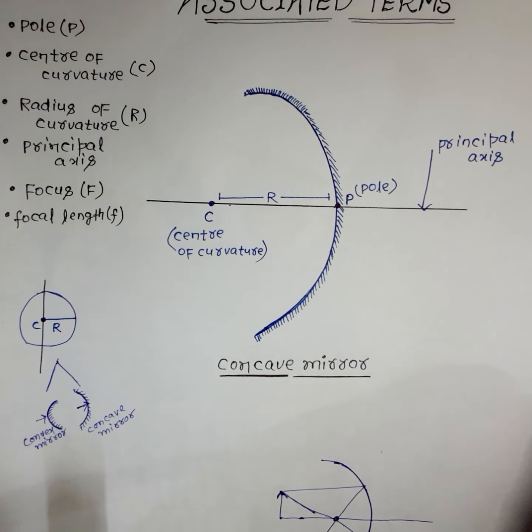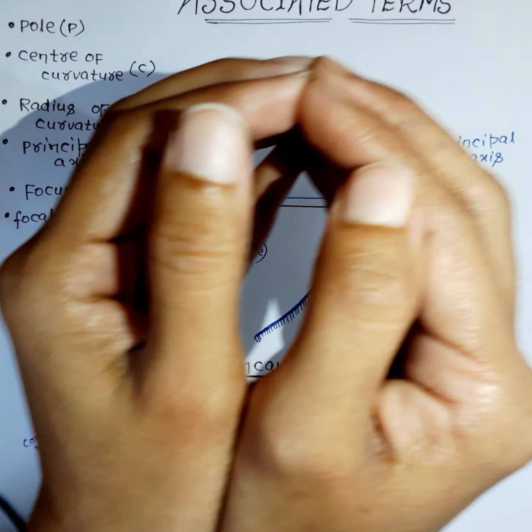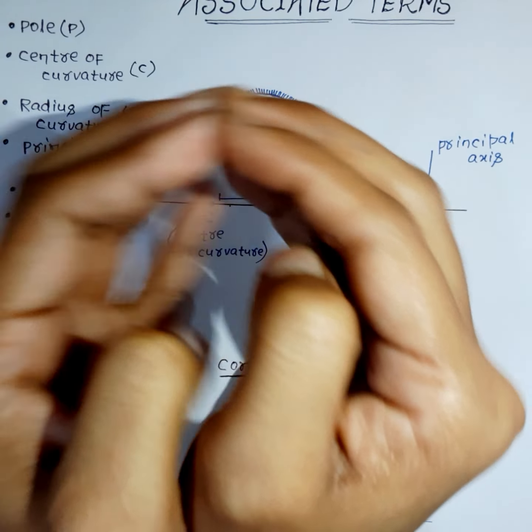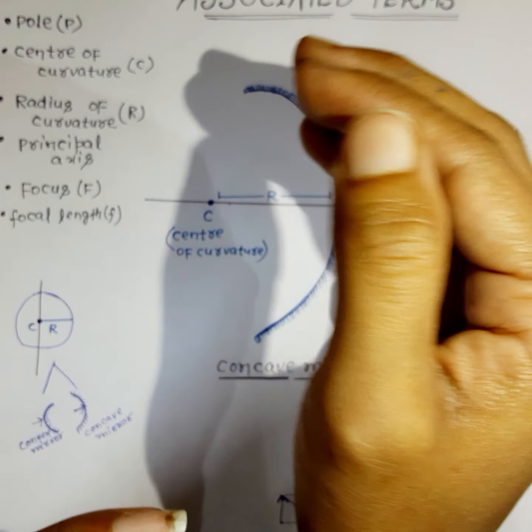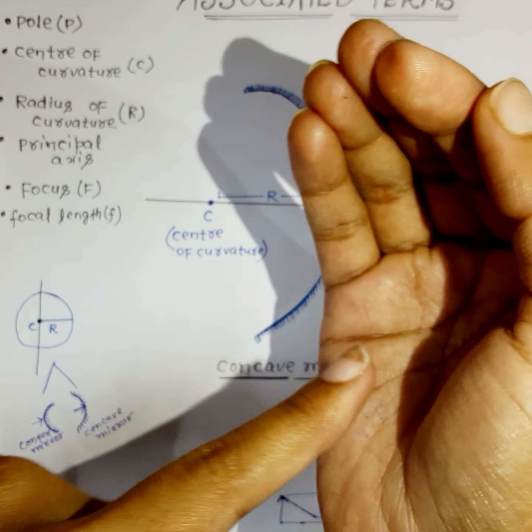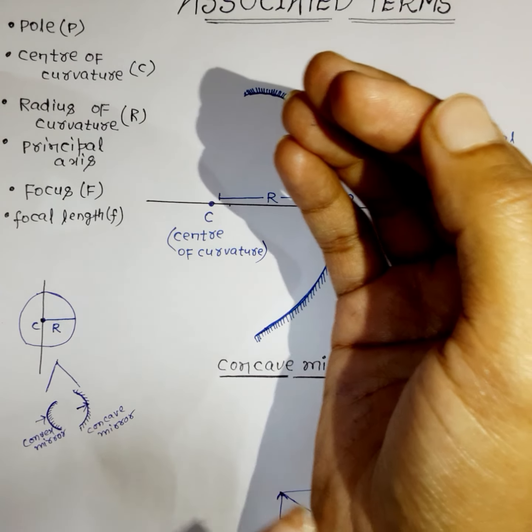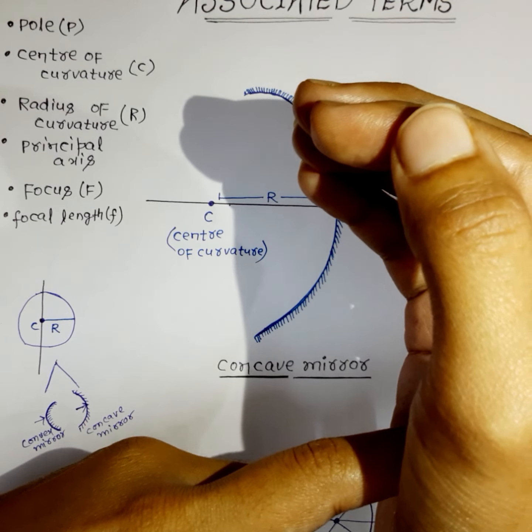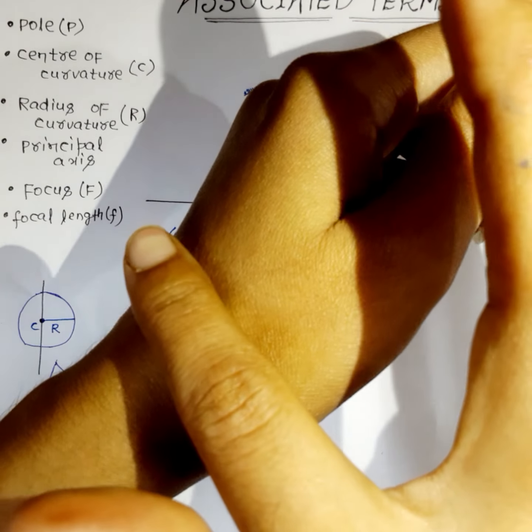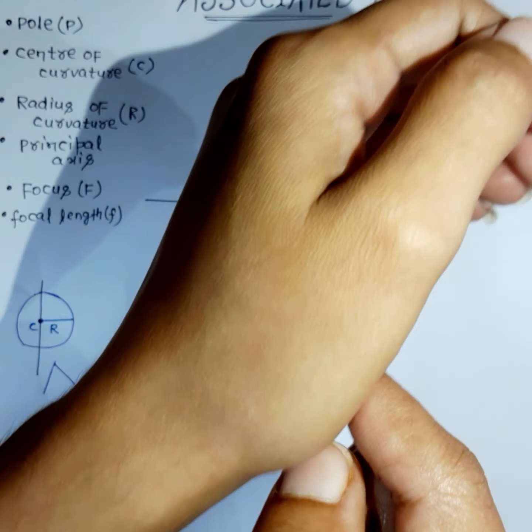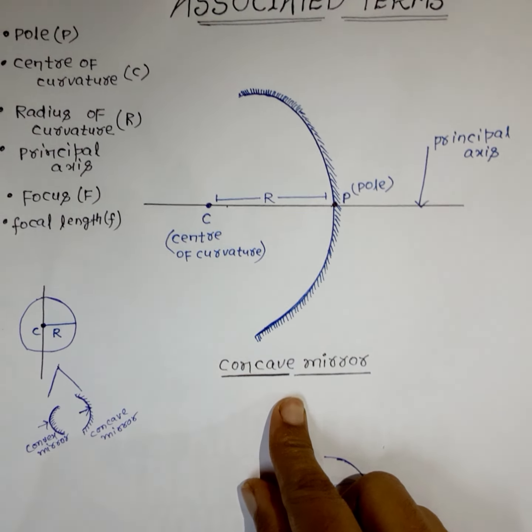Suppose, taking the example of our hand, see, this is a sphere. If we divide this sphere, this is the polished part in the concave mirror, and this is the reflecting part. Concave, cave means like a cave. So in concave this is the reflecting part, and in convex these are the reflecting parts and these are the polished parts. Okay, this is the concave mirror we have taken.